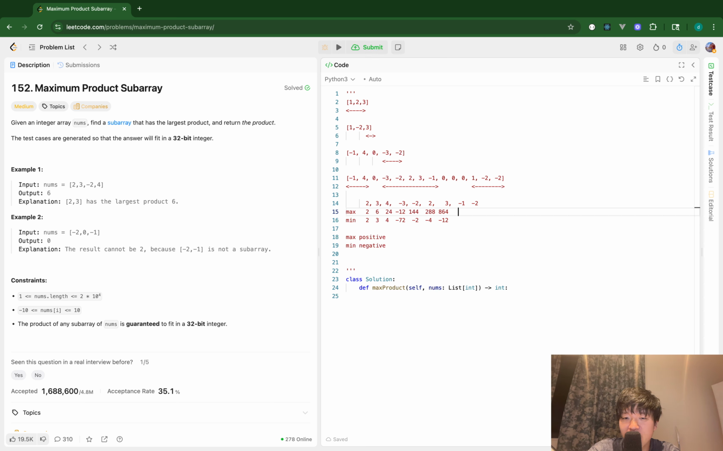Then when I got negative 1, to get the maximum number, I multiply this with negative 12. And to get the minimum number, I get this. And when I get negative 2, I will take a look at this, and I get this and this. Okay, so let me quickly summarize my idea.